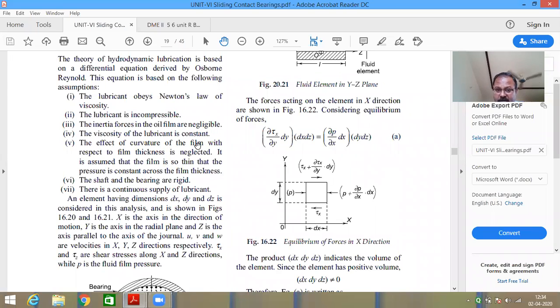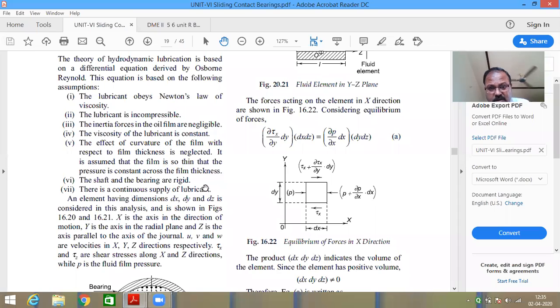The lubricant, as it's a liquid, will take the shape of the surface available for its flow. But here we are going to consider it as a rectangular element only, and therefore the effect of curvature of the film with respect to the film thickness is neglected. It is assumed that the film is so thin that the pressure is constant across the film thickness. The shaft and the bearing are rigid, they are not deforming under the action of the loads.